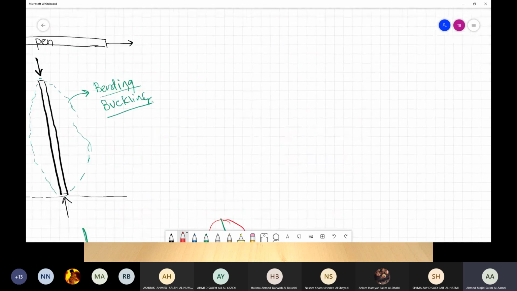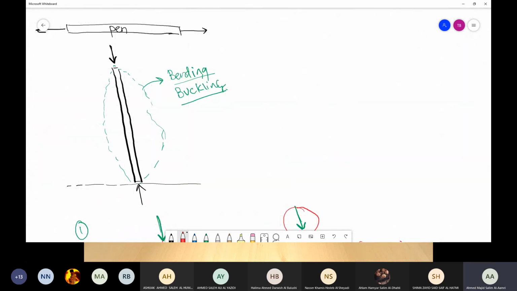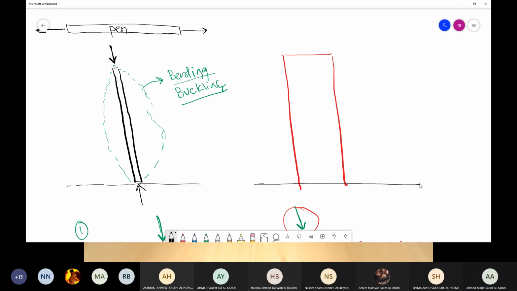Now what happens? We said here this element is going to buckle. Now what if we have a long element as well, but it's very wide, and I'm trying to apply a compression force? Once again, this is scenario number 1 and this is scenario number 2. We said for scenario number 1, it will buckle. Scenario number 2, will it buckle?